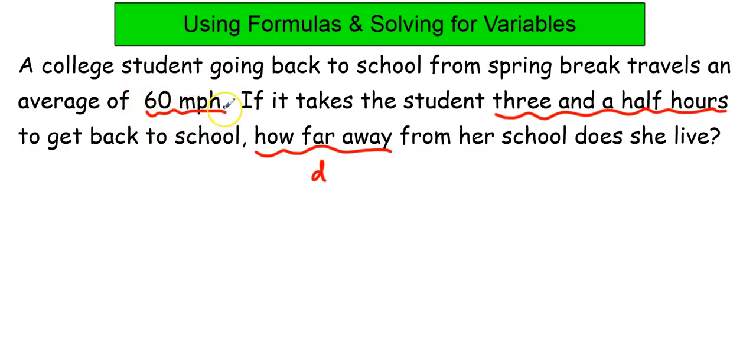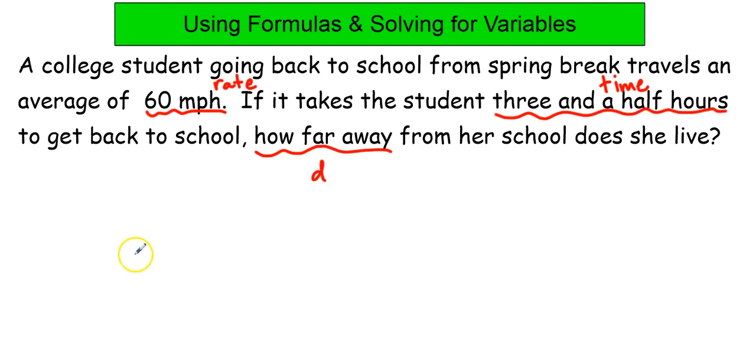This thing is 60 miles per hour, and we call that a rate. That's really how fast she's going. And then 3.5 hours is a time. And so we have these three variables introduced in this particular problem, and we've got to figure out how we can write the relationship to answer the question of distance.